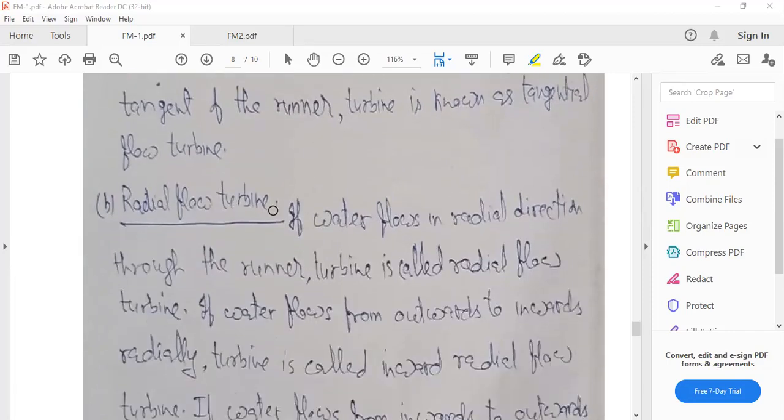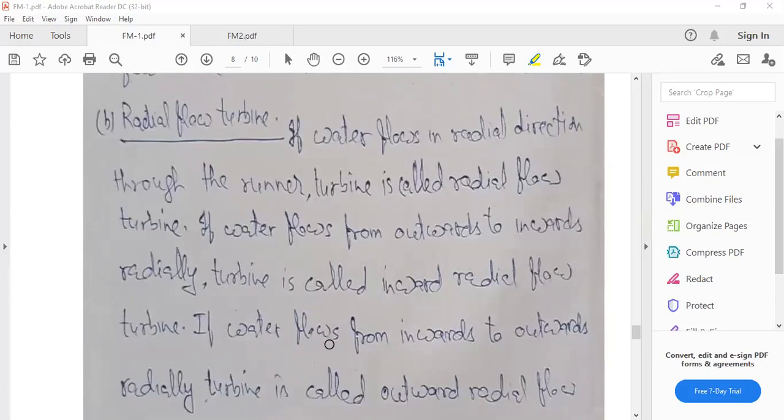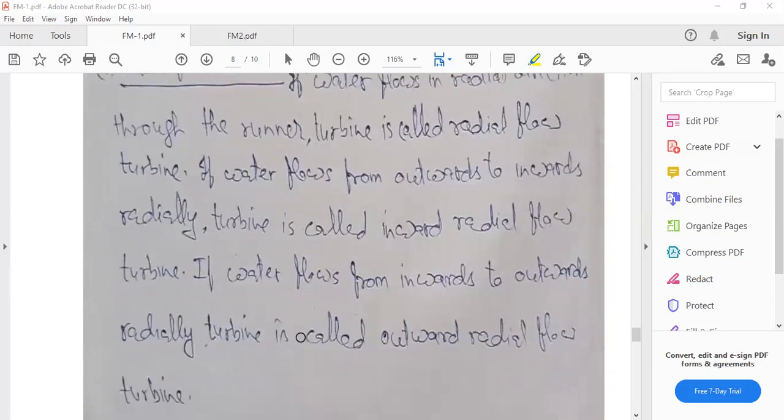Then we have radial flow turbine. If water flows in radial direction through the runner, then the turbine is called radial flow turbine. If water flows from outward to inward, that turbine is called inward radial flow turbine. And if water flows from inward to outward, then the turbine is called outward radial flow turbine. So when water flows radially through the runner, that turbine is known as radial flow turbine.